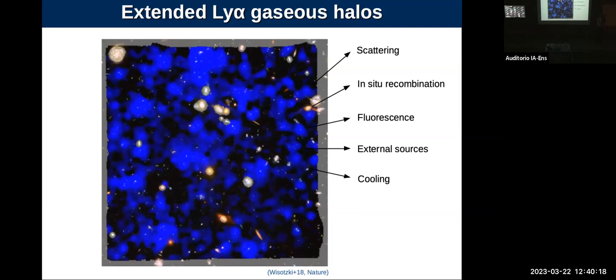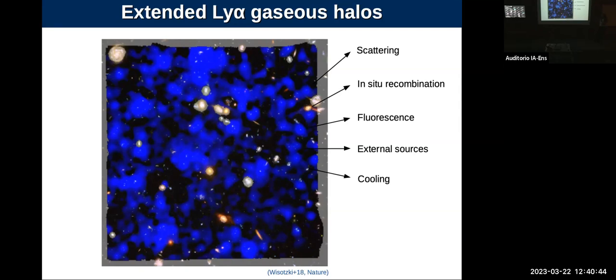So now, in order to explain this kind of emission, there are many processes that contribute to these extended halos covering most of the sky. So the Lyman-alpha emission scatter, so those photons can scatter outside the galaxy. You can also have some kind of in situ recombination. So if the hydrogen atom recombines already in the CGM of the galaxy, that will power also the Lyman-alpha emission. You can have fluorescence process.